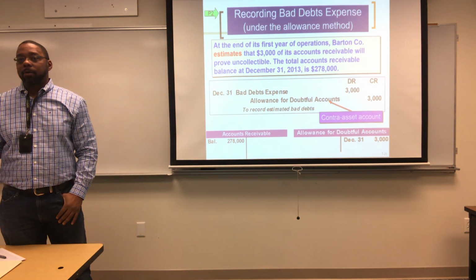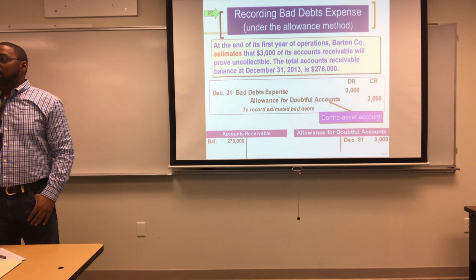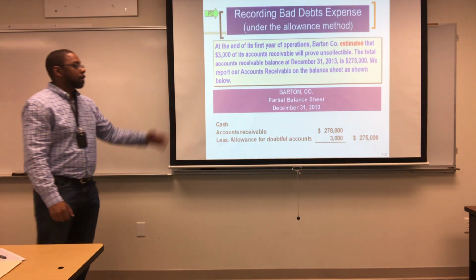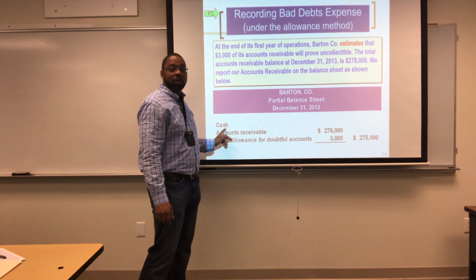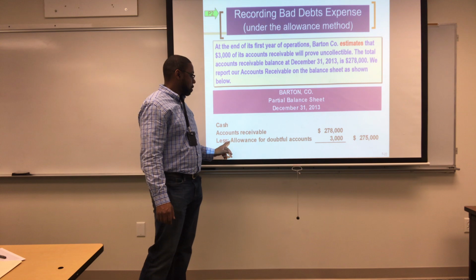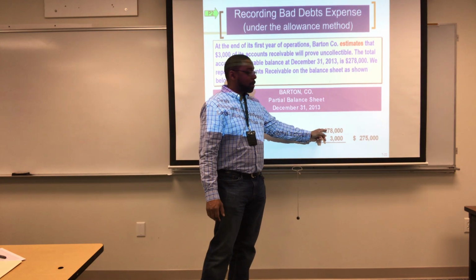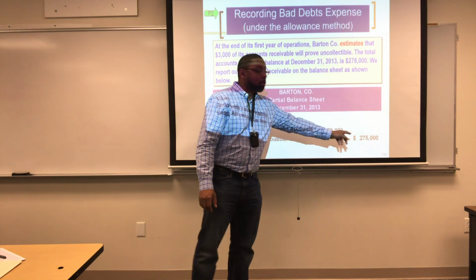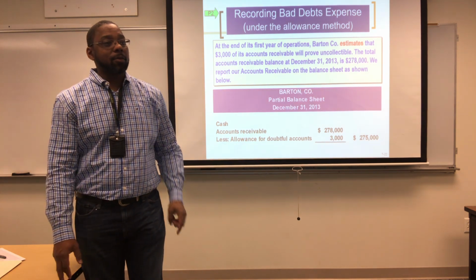Allowance for doubtful accounts is a contra asset account. It is contra to the accounts receivable. So we go to the next slide. We see a partial balance sheet where we have cash, accounts receivable, less the allowance for doubtful accounts. So it's the accounts receivable minus the allowance for doubtful accounts that will give you $275,000, which is the carrying balance.